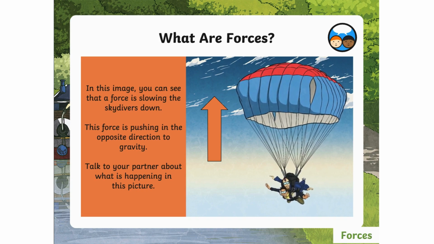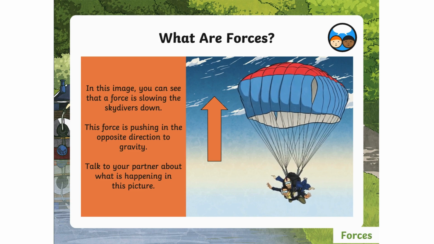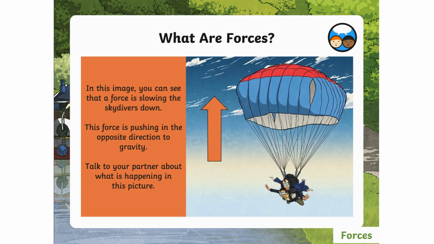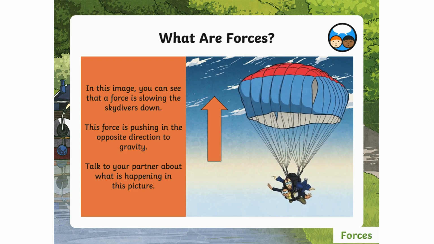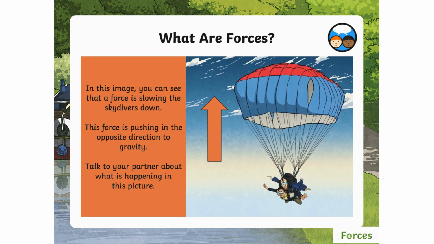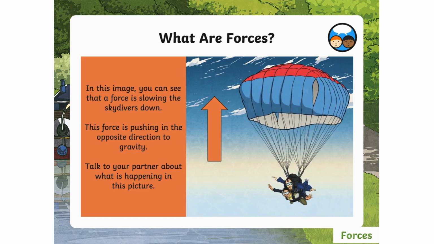In this image, you can see that a force is slowing the skydivers down. This force is pushing in the opposite direction, right? It's in the opposite direction to gravity. Now you will talk to your partner or you can talk to yourself about what is happening in this picture. What exactly? I'm sure you're thinking. Think, think, think. Our thinking hats are on. If you have thought, let's go ahead. If you're still thinking, you may definitely pause.